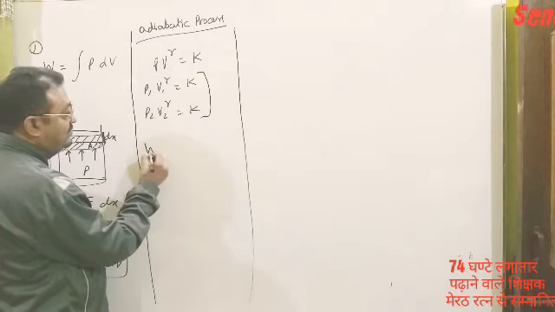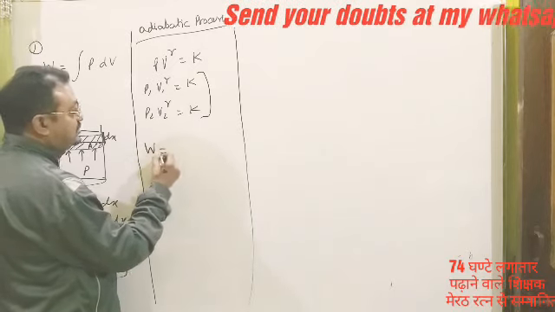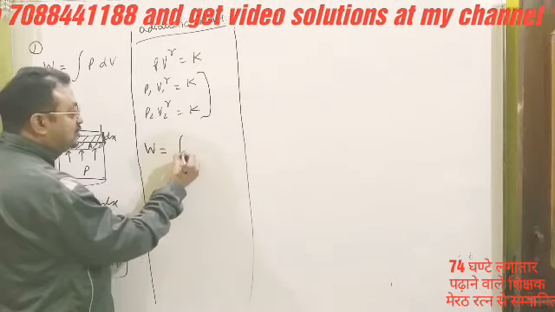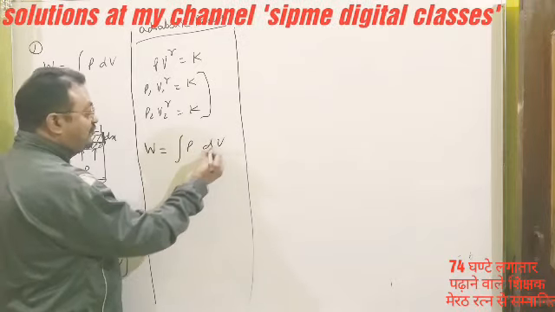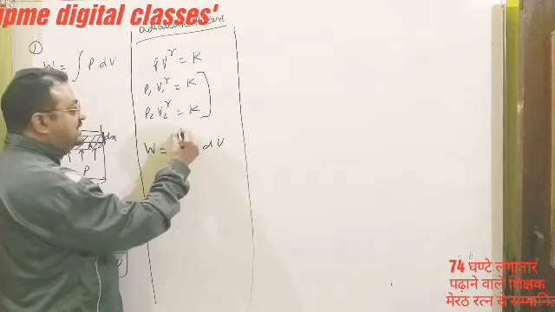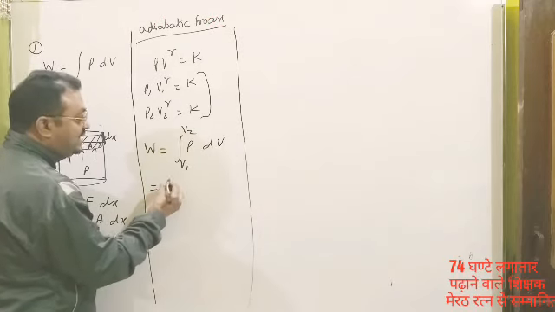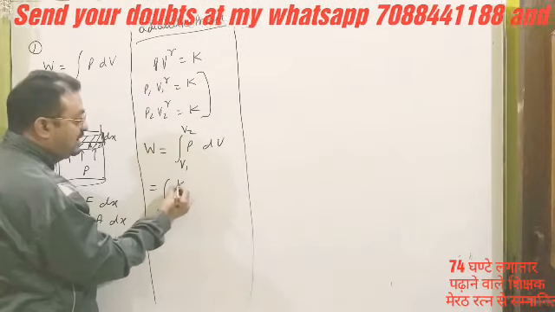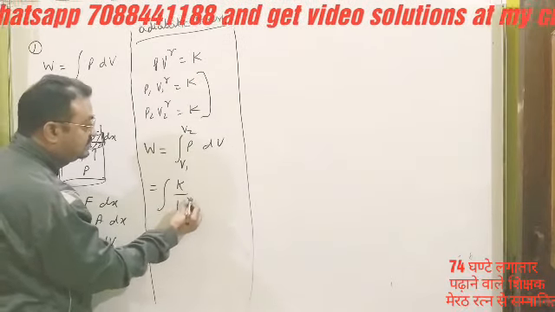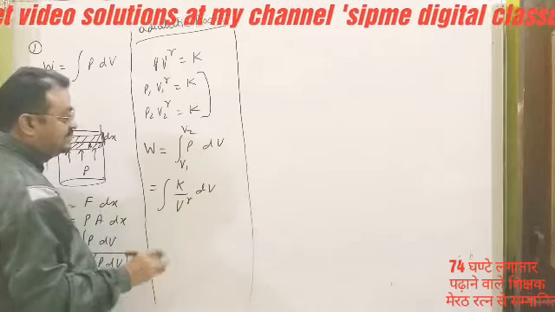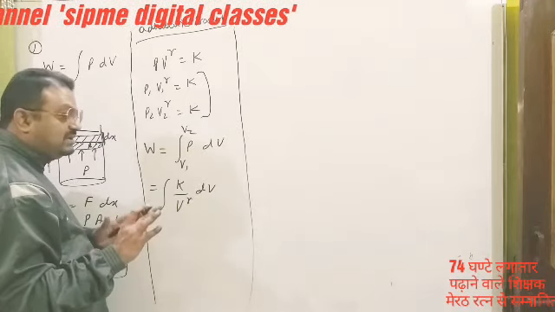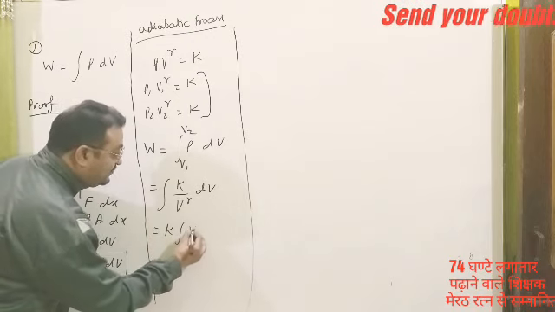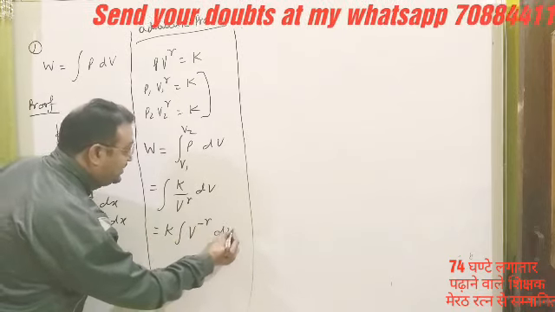Now work done. Work done in adiabatic process, whenever the volume expands from V1 to V2, work done is equal to integral P dV. Volume is increasing from V1 to V2. Instead of P, we can write K upon V raised to power gamma dV. Okay, a little bit slowly. K is a constant, so integral V raised to power minus gamma dV.